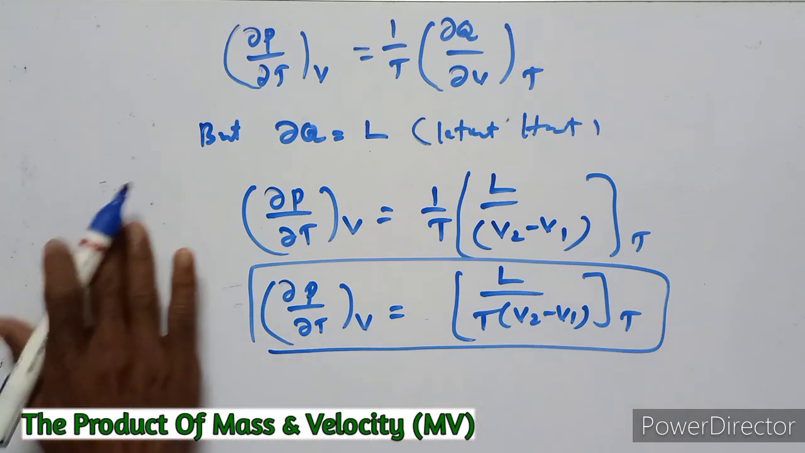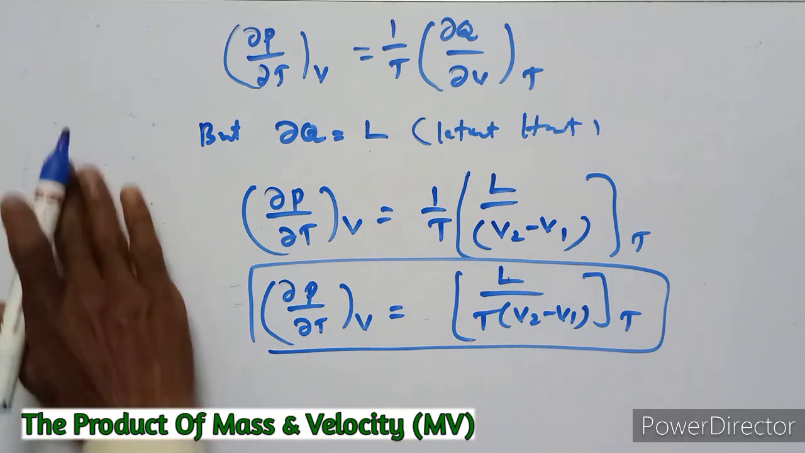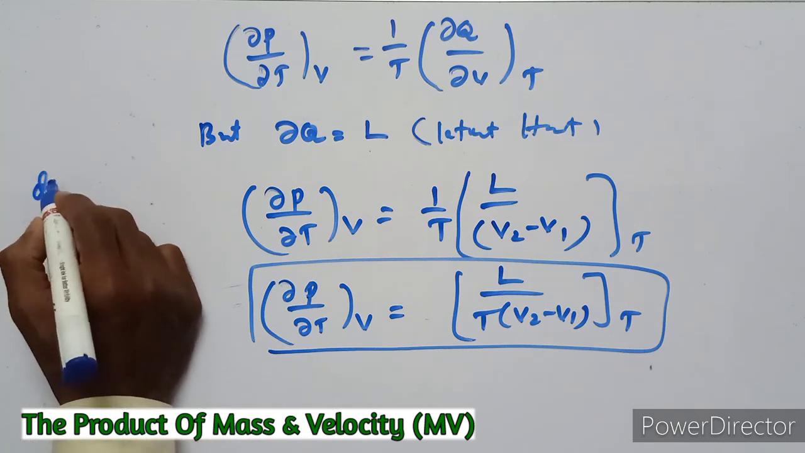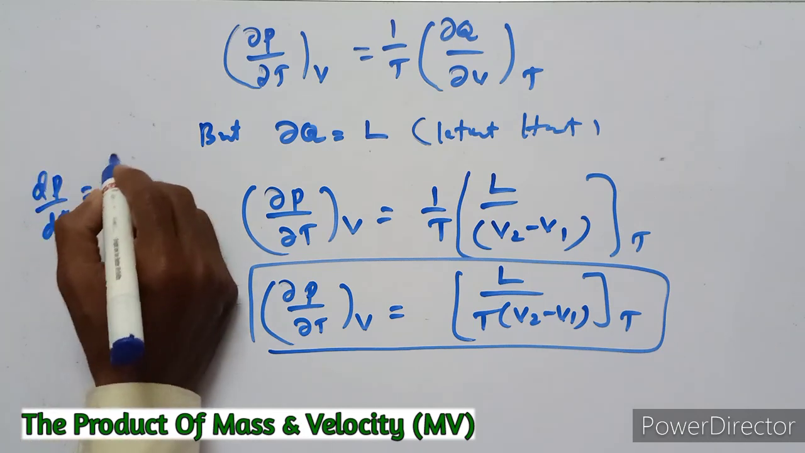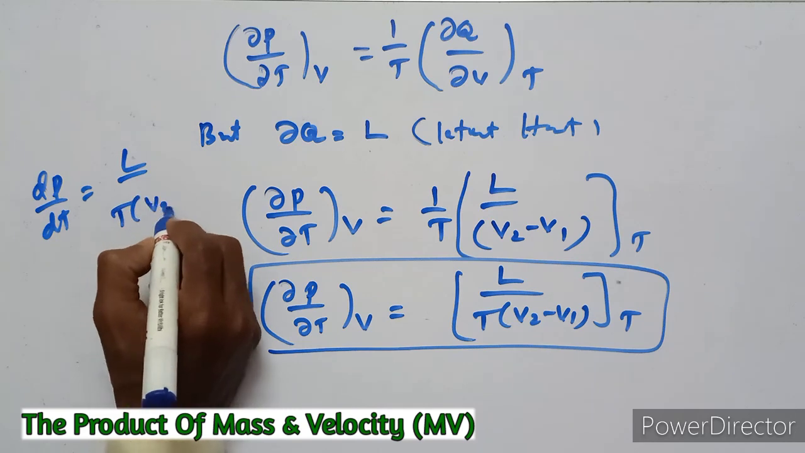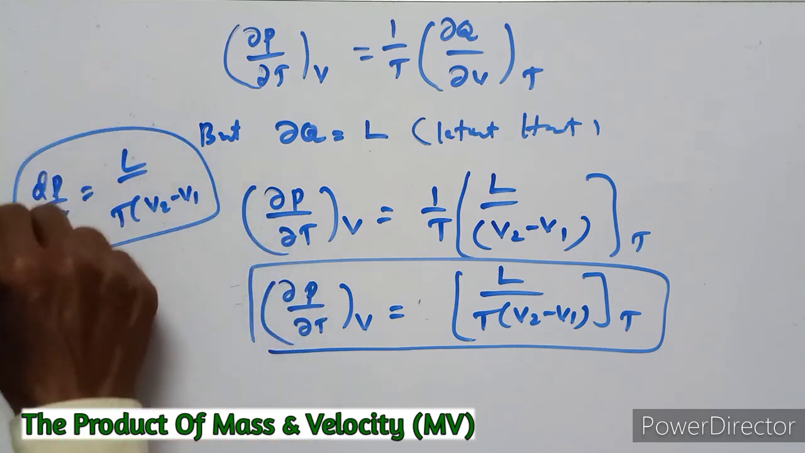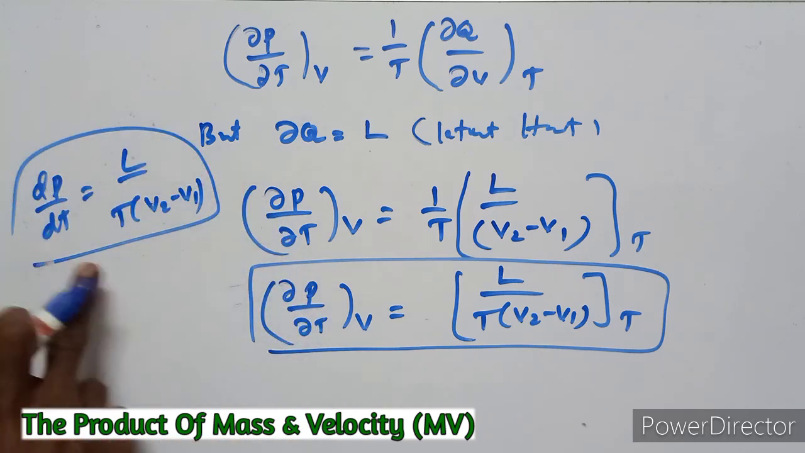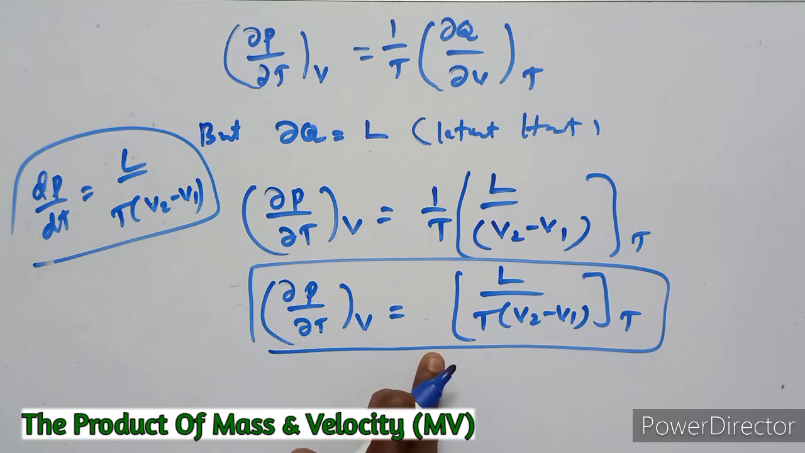So the original Clausius-Clapeyron equation is dP upon dT is equal to L upon T into (V2 minus V1). This is the general Clausius-Clapeyron equation. This is the Clausius-Clapeyron equation from Maxwell's thermodynamic equations.